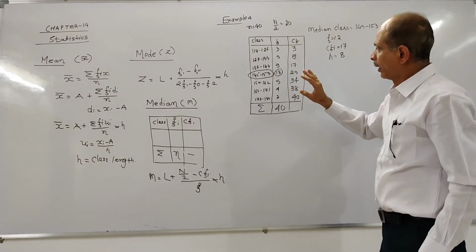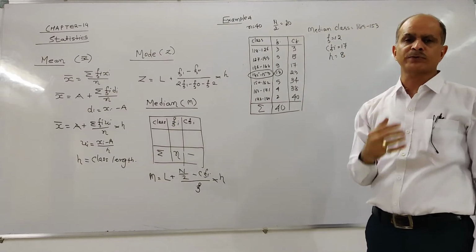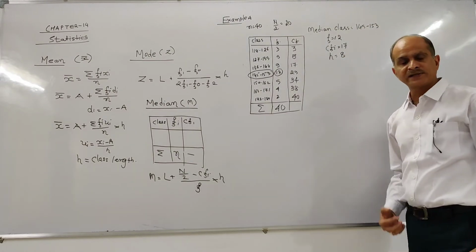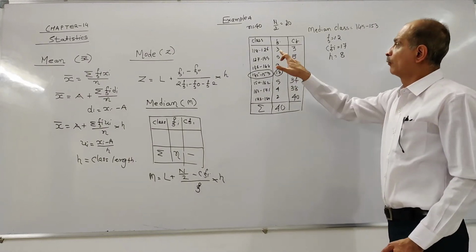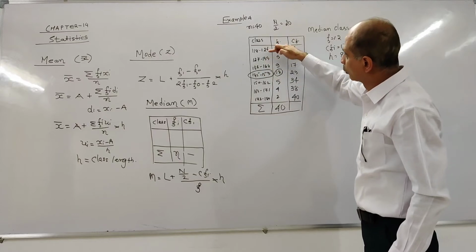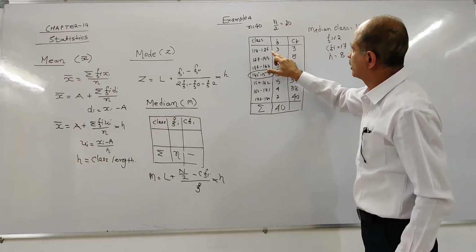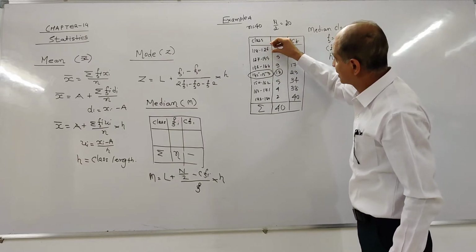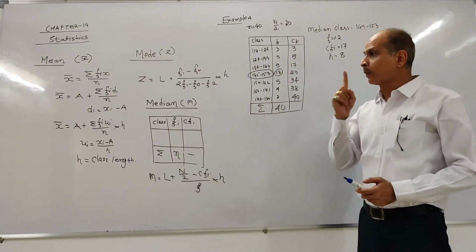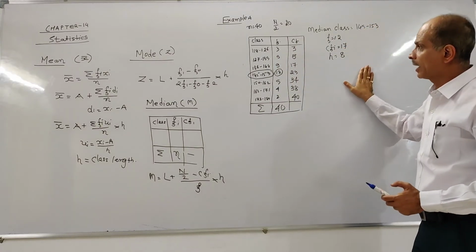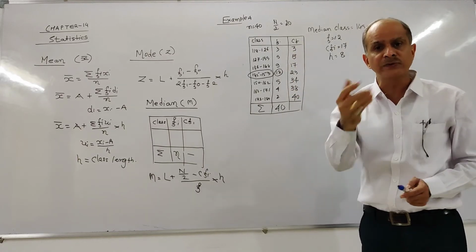Here in grouped data there are two types of frequency distribution. One is exclusive and one is inclusive. When the upper limit is included in the class, then it is known as inclusive. So here 126 lies in this class itself, and that's why it is inclusive. So to find out the median of a data, the frequency distribution should be an exclusive distribution.